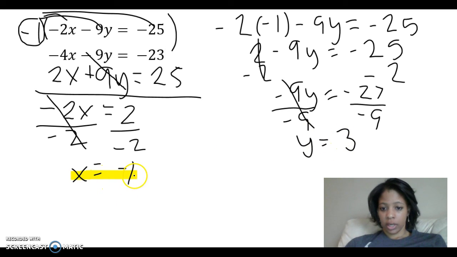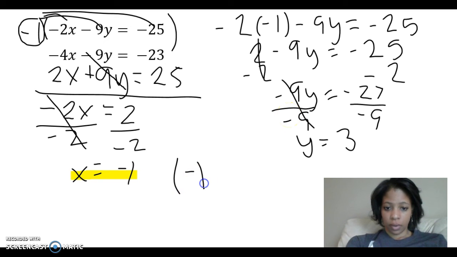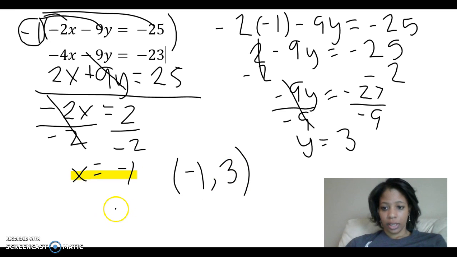So I have my x coordinate and my y coordinate. So when I put them in my parentheses, my x goes first. So that's -1, comma my y, which is 3. And that is our answer.